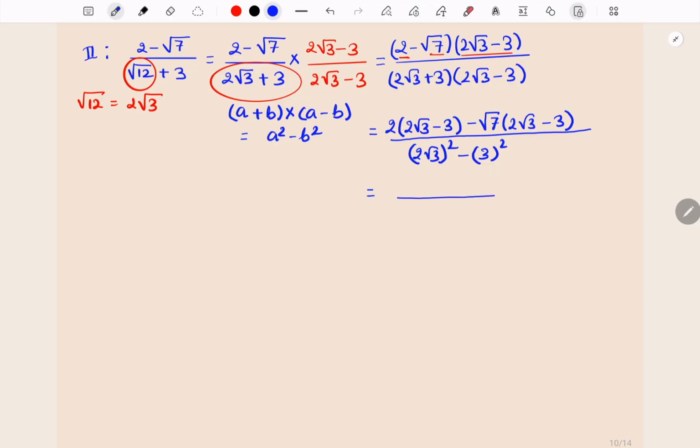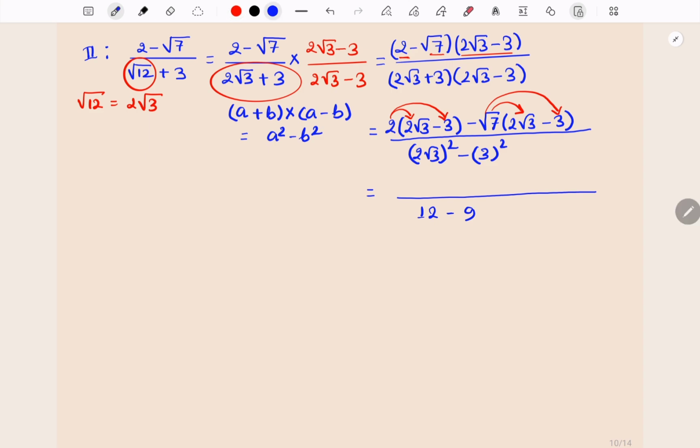Now, in the denominator, 2 root 3 squared is actually 12, and 3 squared is 9, all right? But in the numerator, we need to solve a bit. First, this 2 would be multiplied to 2 root 3, and then it would be multiplied with negative 3. Similarly, this negative root 7 will be multiplied to 2 root 3, and again to negative 3. So there are 4 multiplications that we need to perform for the numerator.